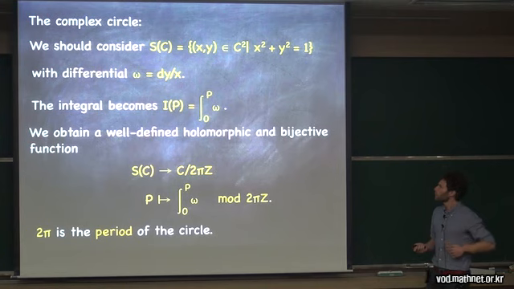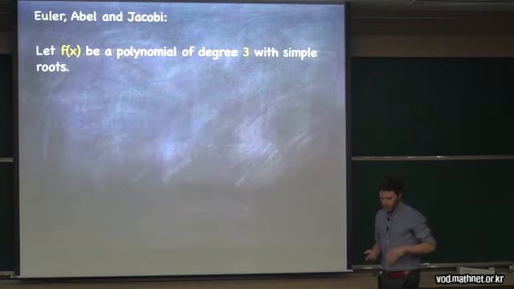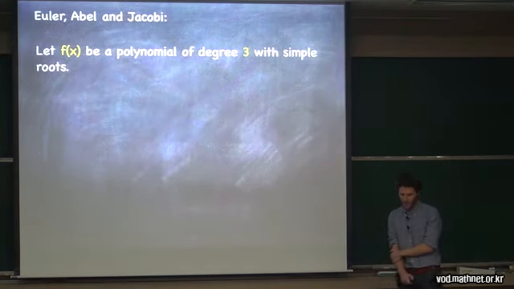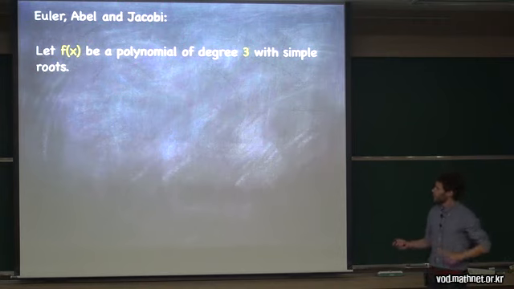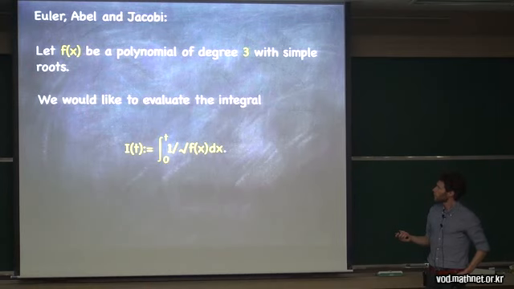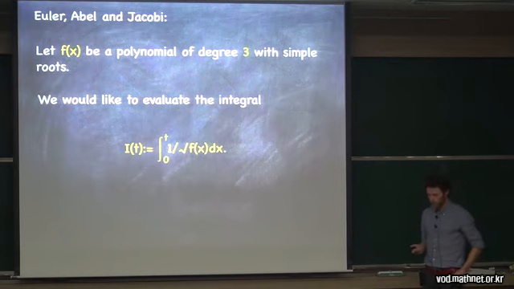Okay, so now let's move on to a slightly more complicated case. Let's look at a polynomial of degree 3. Before we looked at a homogeneous polynomial of degree 2, and now let's look at one of degree 3. And let's try to calculate an integral from 0 to some number t of 1 over the square root of this f of x.